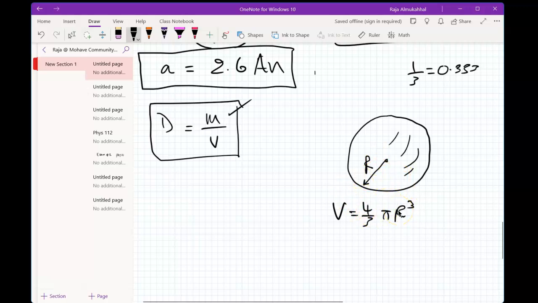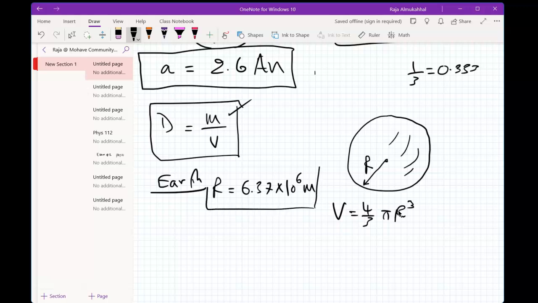So let's say I am given this formula for the volume, and let's take the Earth, for example. So let's apply it to the Earth. The radius of the Earth is 6.37 times 10 to the 6 meters. I've always memorized this number. That's the radius of the Earth, which is almost 6 million meters.